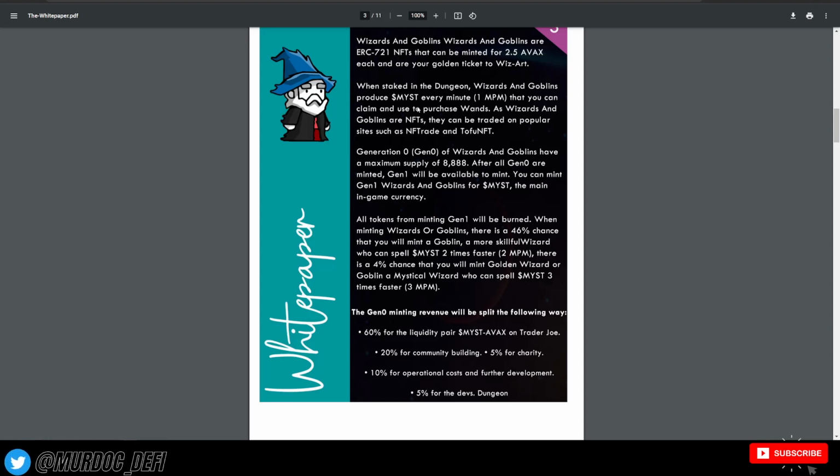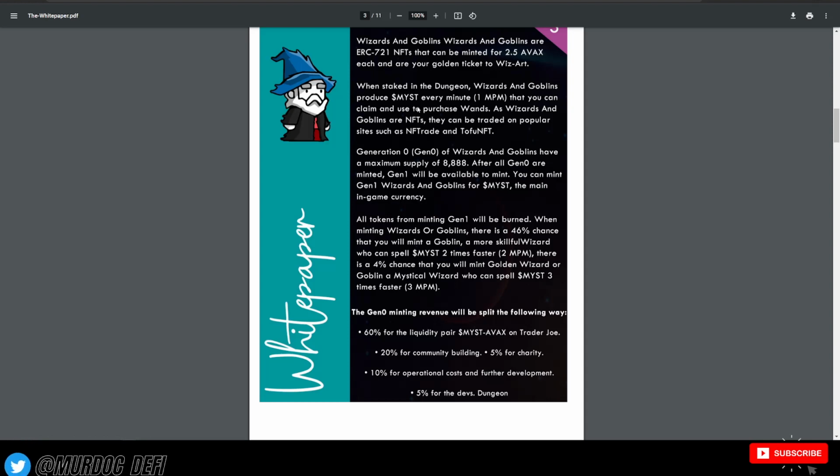So the way that they're going to be splitting the revenue from the Gen Zero Mint, again, we talked about 60% going to the LP, or liquidity pair, of the mist-AVAX on Trader Joe, 20% goes to community building, 5% for charity, 10% for operational costs and further development, and 5% for the Devs Dungeon.